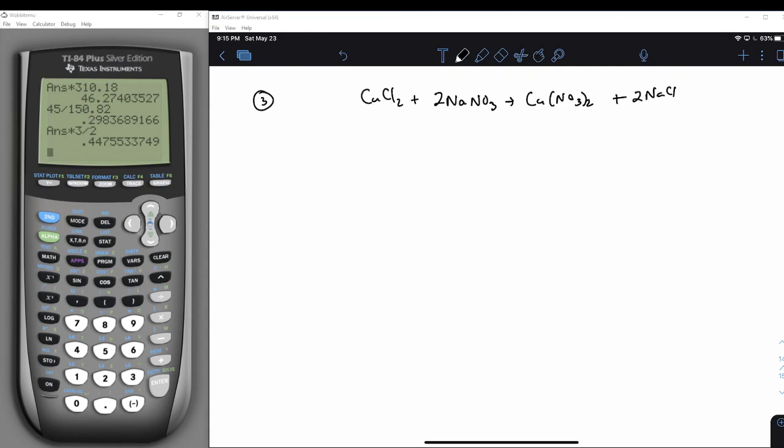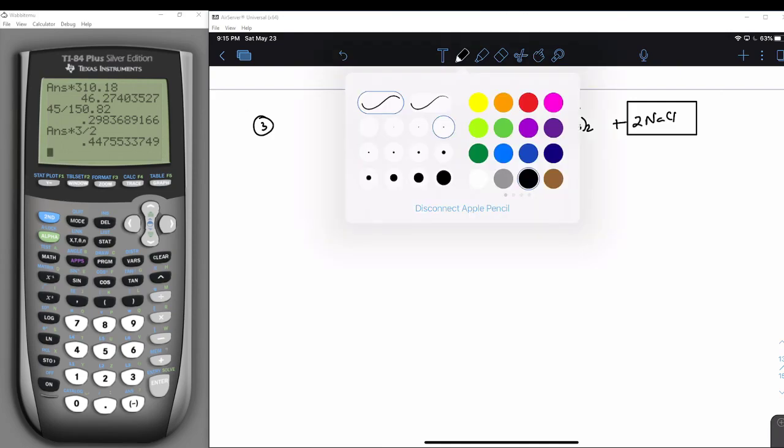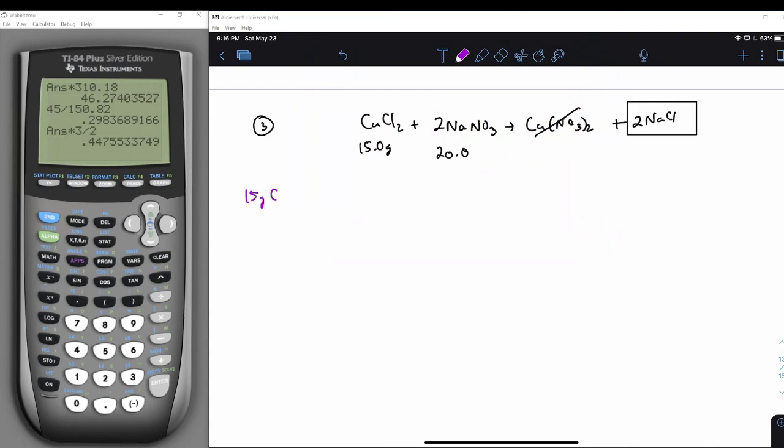So if you have 15 grams of copper 2 chloride, so it's 15 grams of this, and 20 grams of sodium nitrate, how much sodium chloride can be formed? So we want to figure out, in this problem, just the sodium chloride. So ignore the CuNO3 and just solve for the sodium chloride. And so here, we can take the 15 grams of CuCl2 and convert that to moles by using the molar mass.